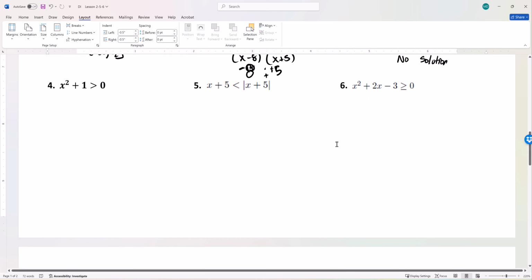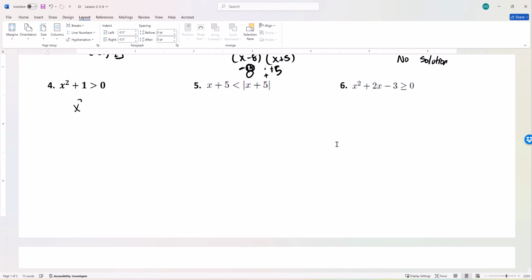Problems like number 4, again, if I pretend it was an equal sign, if I subtract and square root, you're going to get imaginary numbers, which again means no boundary points. So there's no boundary points on this line, so I can test any value like 0 and see if it's true or false. 0, so I get 1. Was 1 greater than 0? That's true. So the entire thing is my answer.